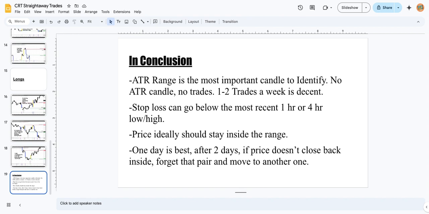So the stop loss must go below or above the candle that breaks back inside the range. And ideally, price should stay inside the range as well. One day is best for this trade to play out. But again, if you see an ATR candle on Monday and price still doesn't close back inside the range by Wednesday, scratch the trade. It is null and void because it's more likely to just continue going in that same direction than it is to close inside the range eventually. Will that sometimes happen though? Yes. But for the most part, the averages just aren't in your favor.